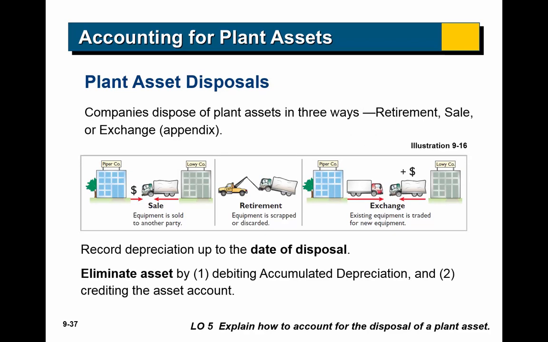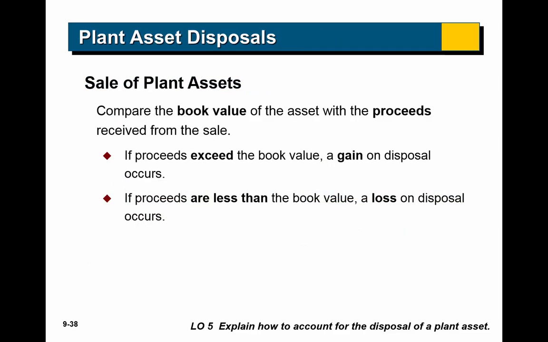When we dispose of an asset, there's really only 3 things we can do. We can sell the asset, so we get some money in exchange for the asset. We can do what's called retiring the asset, which is in essence just getting rid of it, throwing it away. Or we can exchange the asset. We can get some sort of a trade-in on new equipment. So we have to know how to make the journal entries when we do that.